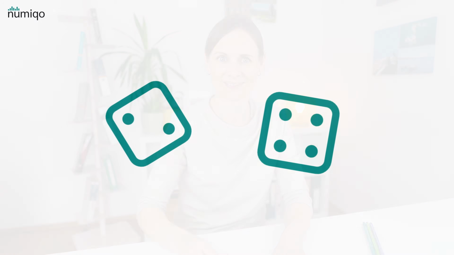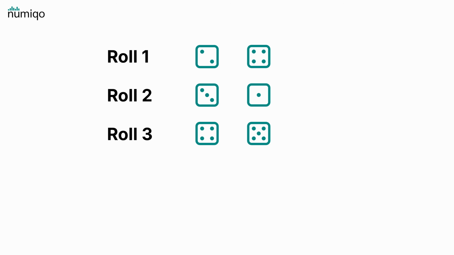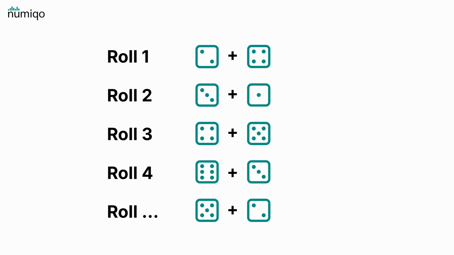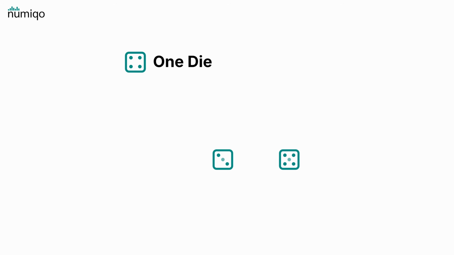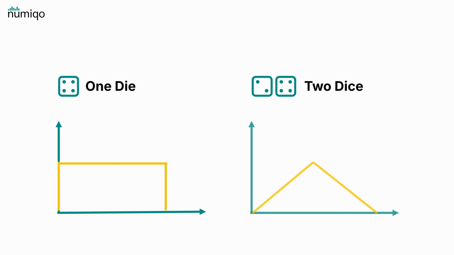So what happens if we don't use one die, but 2 dice? If we take 2 dice and roll them again and again, we can add the eyes and record the sum. Now something interesting happens. With 1 die, the distribution is a flat rectangle. But with 2 dice, it starts to look like a triangle. But why? When we sum up the eyes of 2 dice, we can get values from 2 to 12. If we roll 2 1s, we get 2. If we roll 2 6s, we get 12.